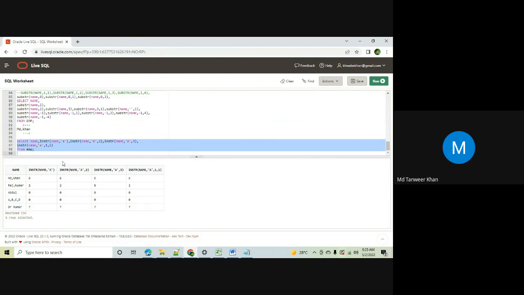Now for this INSTR with name, 'a', comma 1, comma 1, the output is 62007. So this output is exactly the same as this output, right? And the same as this output. But this is totally different from what I have written here. You all agree? Here you can see we have used 4 arguments, name, 'a', 1, 1, and I got this output, right?